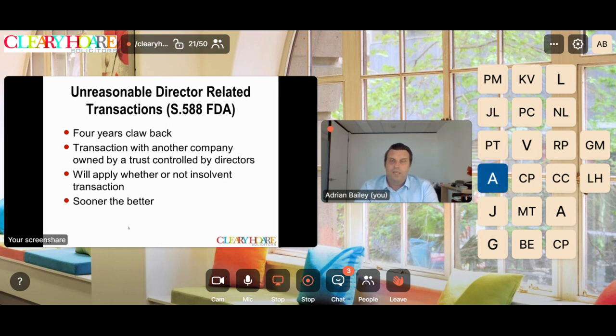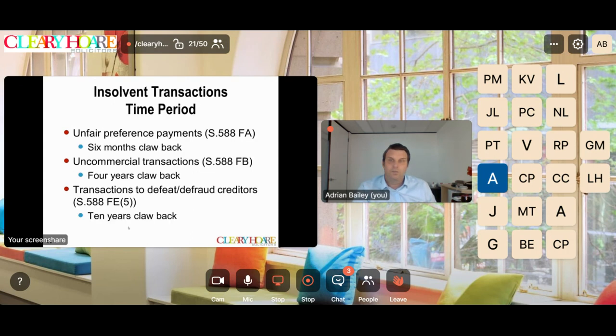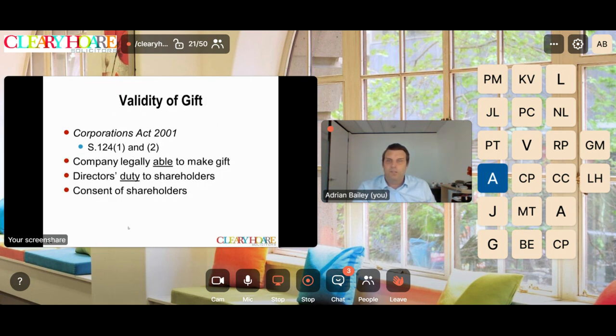Obviously, they thought things were going well, so they decided to reward themselves for their efforts. To counter that sort of scenario, this provision was brought in, so unreasonable director-related transactions, which has a 4-year clawback. And that's where we have any transaction with another company owned by a trust or controlled by directors. And it applies whether or not we're insolvent. So in terms of the insolvent transactions, we have to be insolvent at the time of those transactions. However, 588 FDA doesn't have that provision. It can apply at any time.